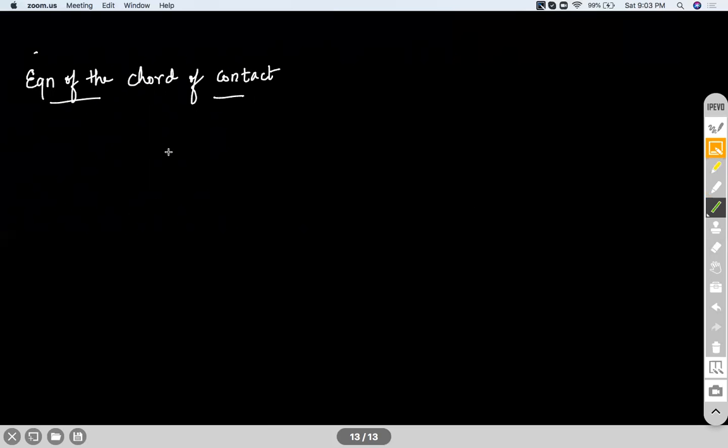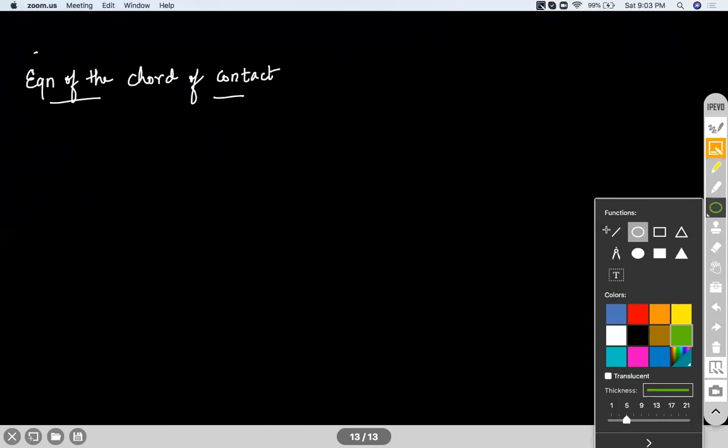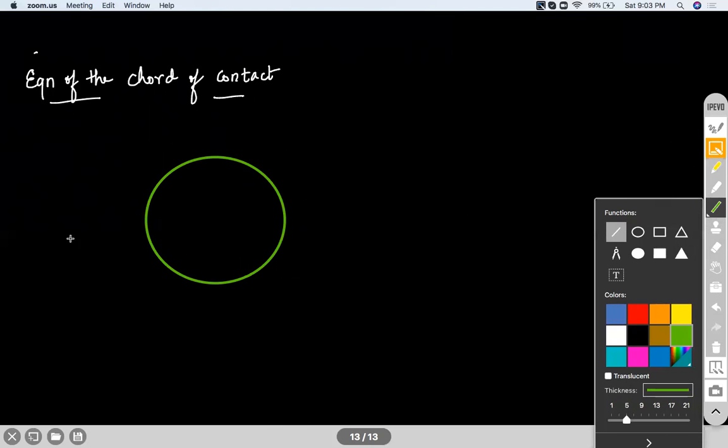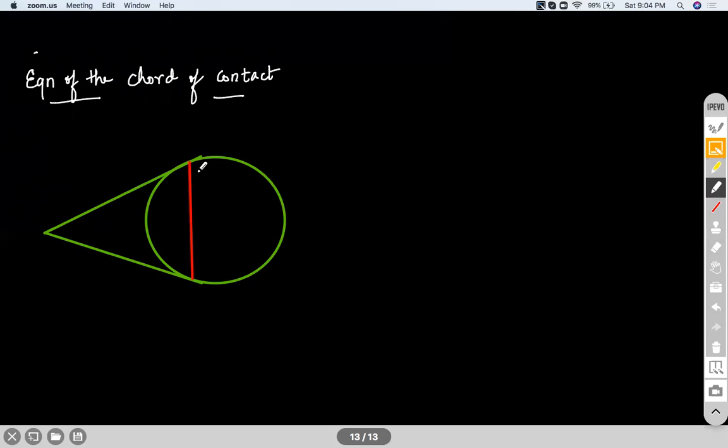Now, what is the chord of contact? If from an external point I draw two tangents, the line connecting the points of contact, this red line, is called the chord of contact.